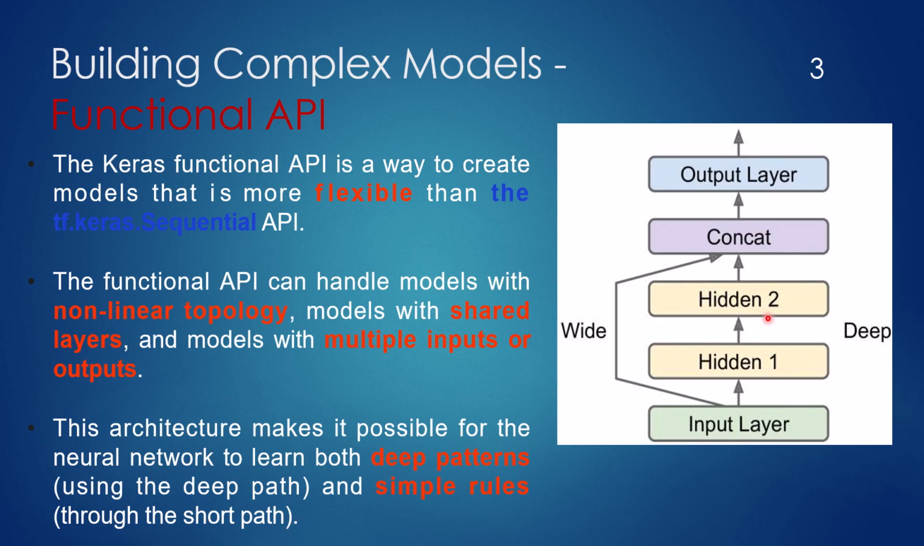This diagram shows that if we give the input layer, it goes to the first hidden layer and then to the second hidden layer, and the input layer that we give is also concatenated and goes to the output layer.